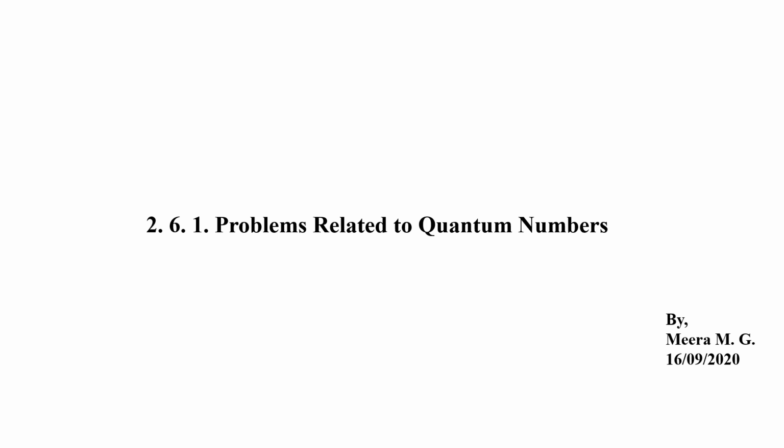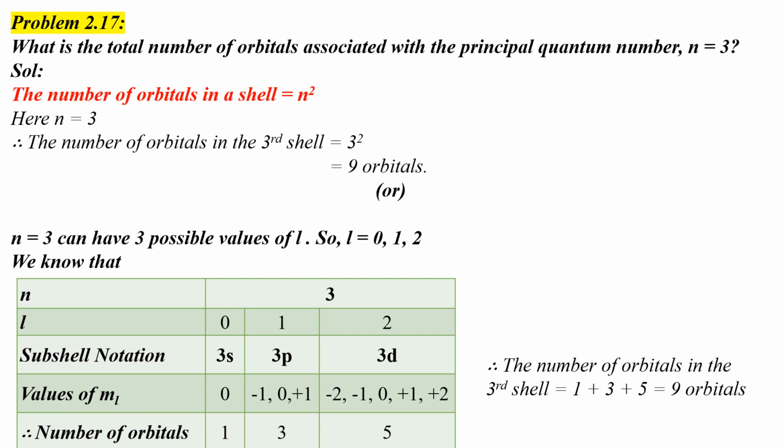Shall we learn about problems related to quantum numbers? Now let us look at problem 2.17. What is the total number of orbitals associated with the principal quantum number n equal to 3? You are given n equal to 3. It indicates the third shell. You are asked to calculate the total number of orbitals present in the third shell.